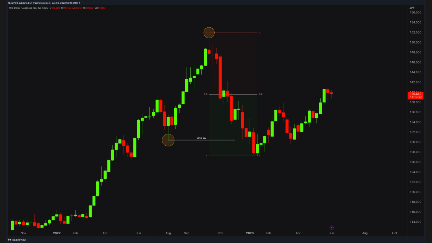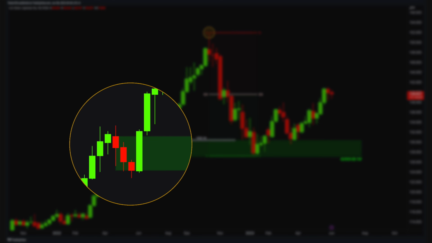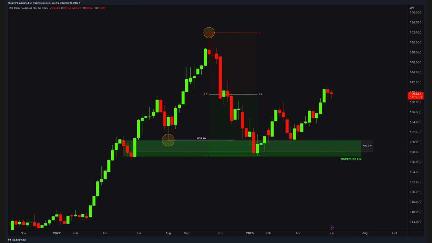I also put my premium and discount tool here. Always use premium and discount. Much more important than optimal trade entry. At the same time, we have a super order block here. No question about it. Which collides with a nice weekly imbalance. Do you have any questions? I guess everything is crystal clear.